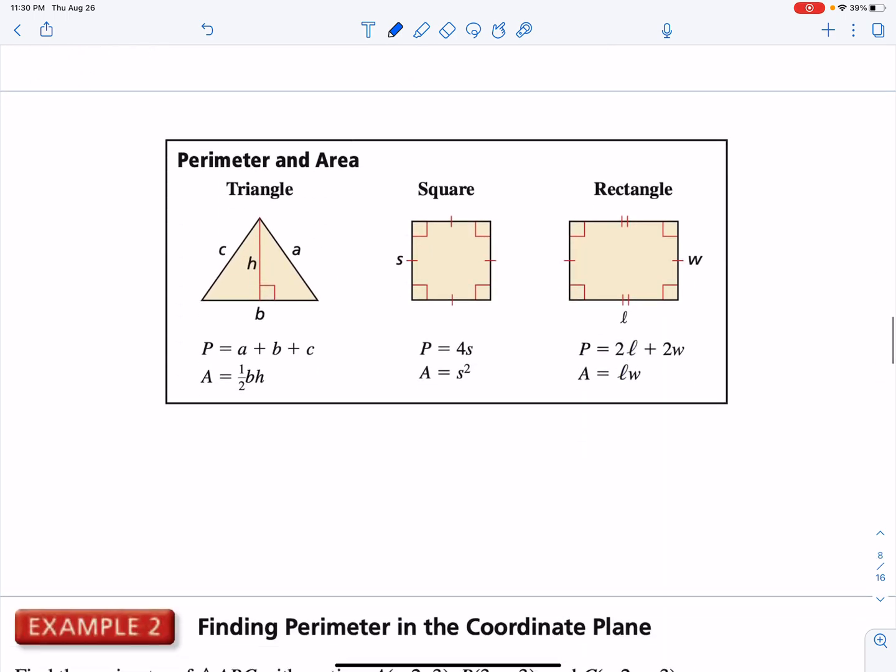So some area formulas that we've learned in the past, and you'll get these for the sake of your homework here. You'll want to use these.